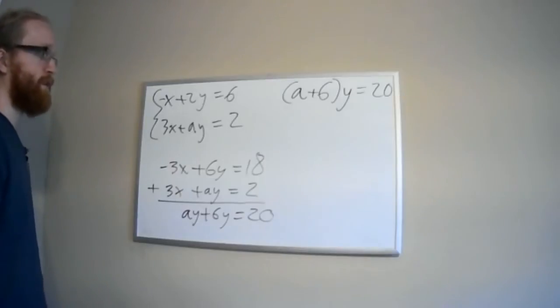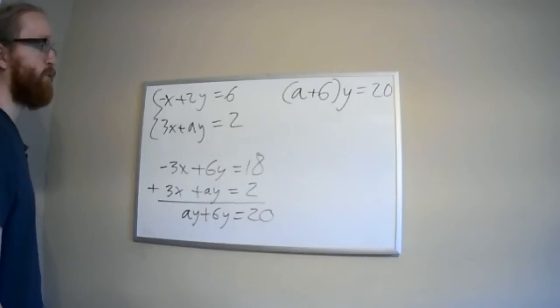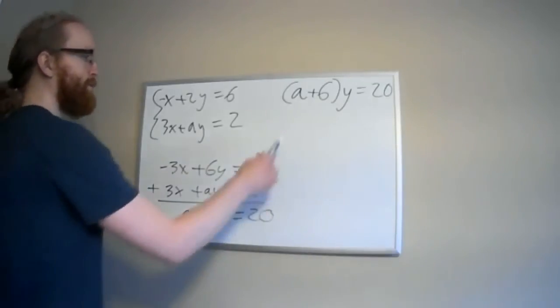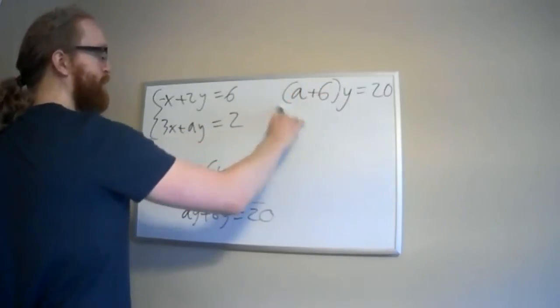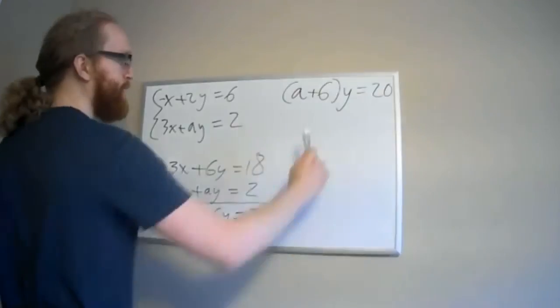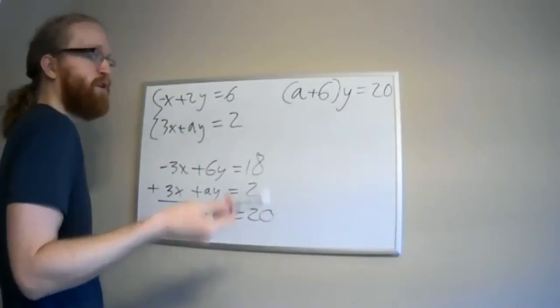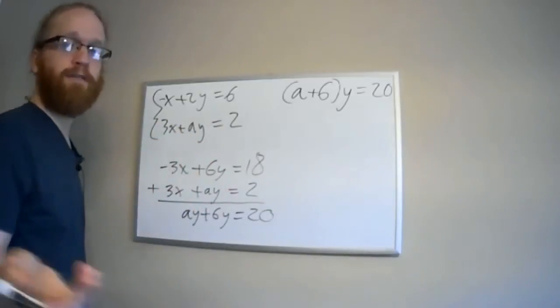Anyway, I have a plus 6 in parentheses times y equals 20. So where do I go from here? Well, I want a value of a where I won't get a unique solution. And so if a plus 6 is not 0, then I could divide by it. And I could get y equals 20 over a plus 6, which means that I could solve for y. And then I would be able to find a unique solution because I know what y has to be.